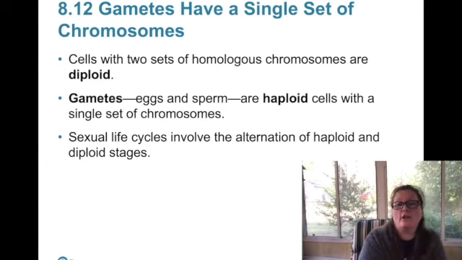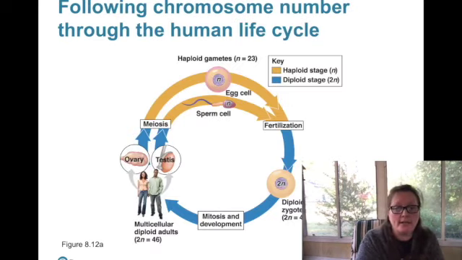Sexual life cycles involve the alternation of haploid and diploid stages. So showing you here, the humans, the entire organism, we have diploid 2N because we have 46 chromosomes. Again, 23 from mom, 23 from dad. However, the egg or the sperm that's kicked out is haploid because it's only from one person. So our haploid gametes, we have the egg for the female, the sperm for the male. These have exactly 23 chromosomes.